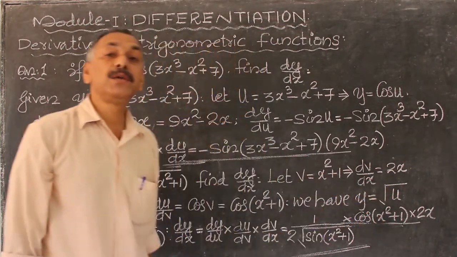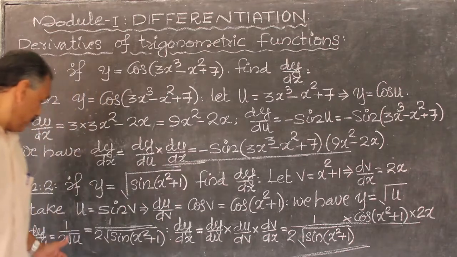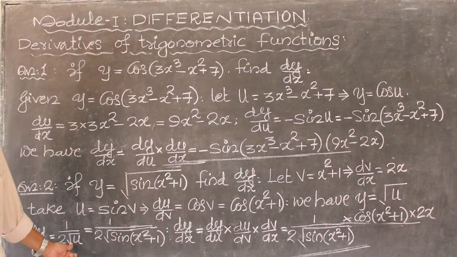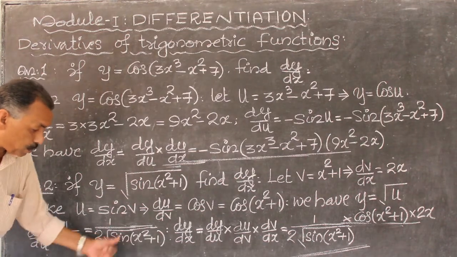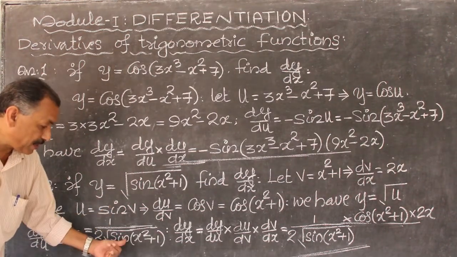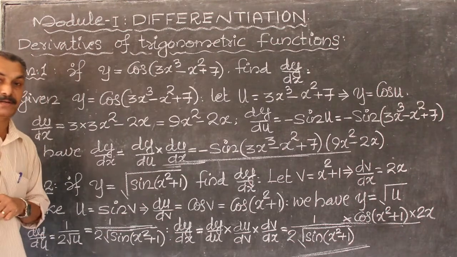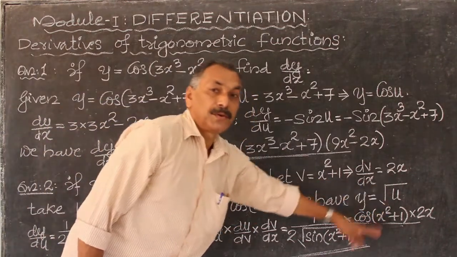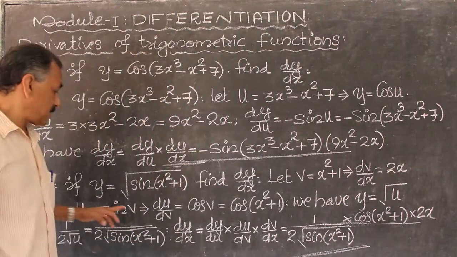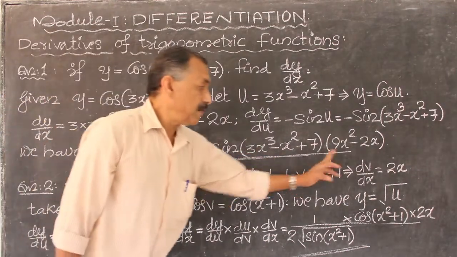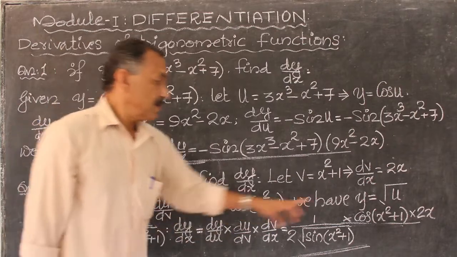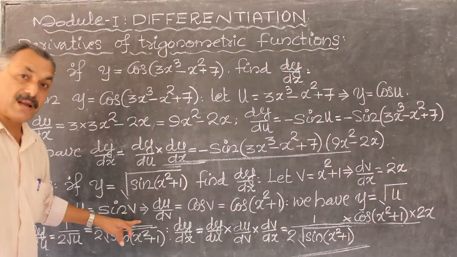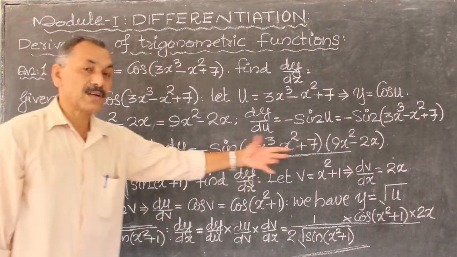What is dy by du? Dy by du is equal to the derivative of root u, which is 1 by 2 root u. U is the sin of v, and v is x square plus 1. So y is a function of u, u is a function of v, and v is a function of x.